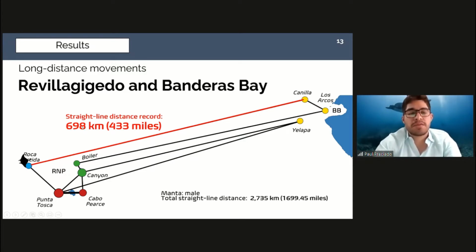And then the manta ray moved to Socorro Islands, specifically to Punta Tosca, then Cabo Pierce. Then the manta ray moved to San Benedicto Island, to the canyon. And after that, the manta was recorded in Yelapa inside Banderas Bay. But 3 months after, the manta ray moved again to Socorro Island, stayed around Socorro Island, moved to San Benedicto Islands, between the canyon and the boiler, and then was recorded again inside Bahia Banderas. This manta was a male, and the total straight line distance calculated was around 2,735 kilometers.